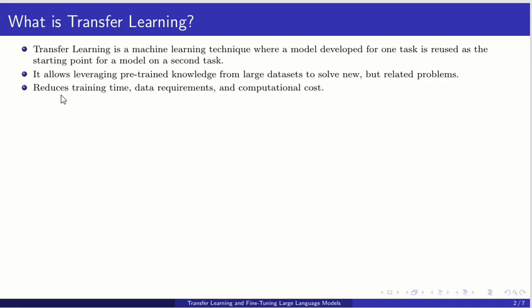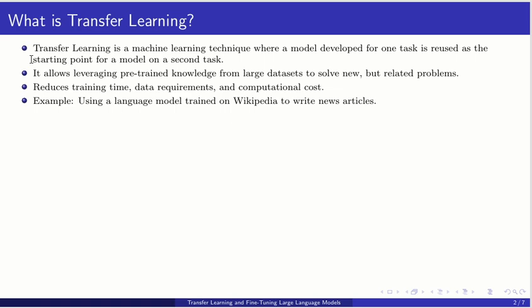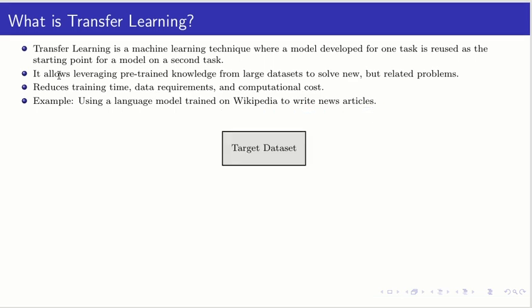What is the benefit? It reduces training time, data requirements and computational cost. Example: a language model trained on Wikipedia can be used to write news articles. So that's transfer learning. A model trained on a Wikipedia dataset, we can use it for writing news articles.